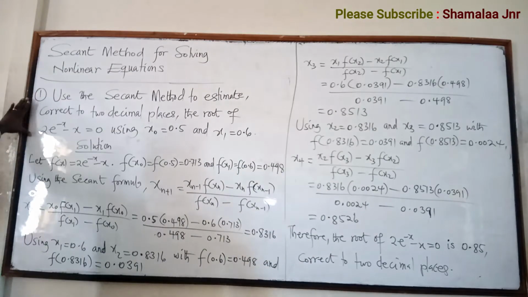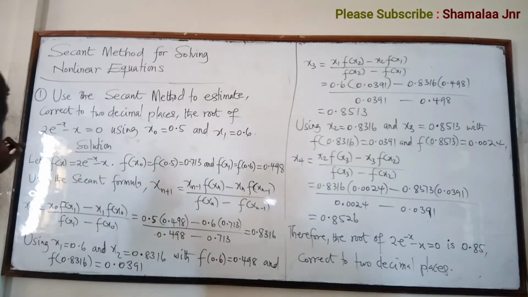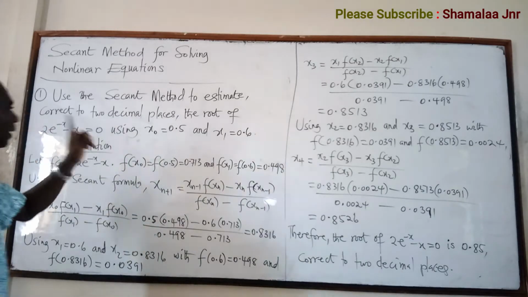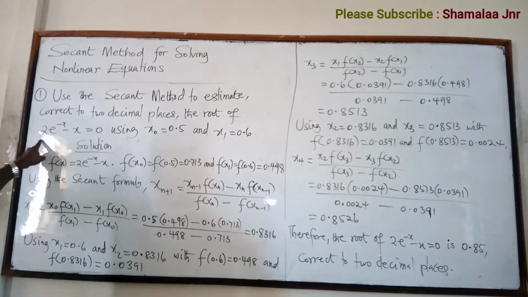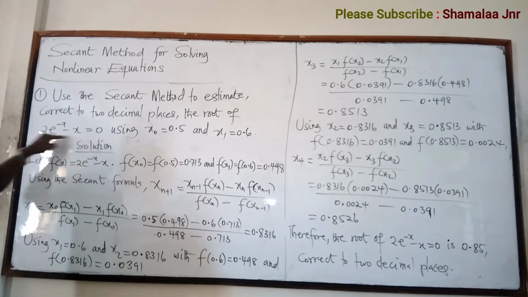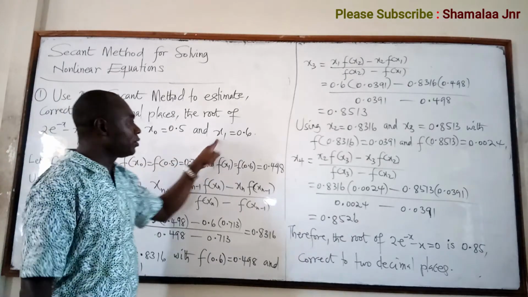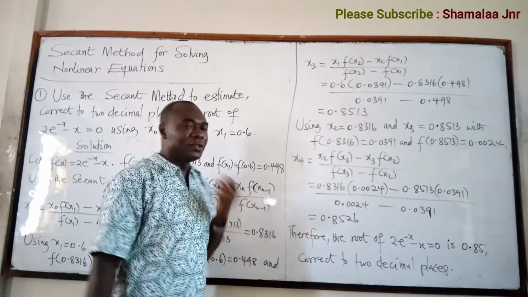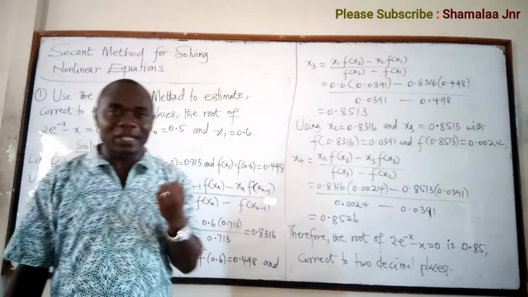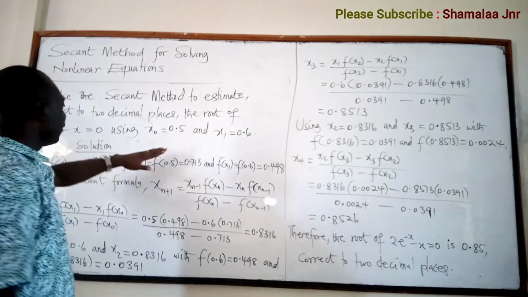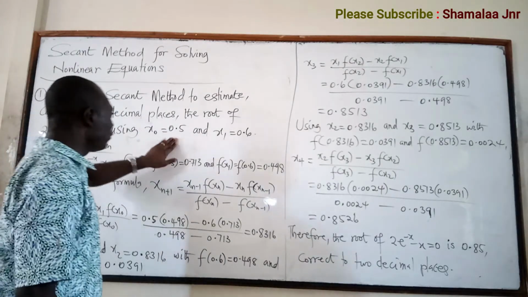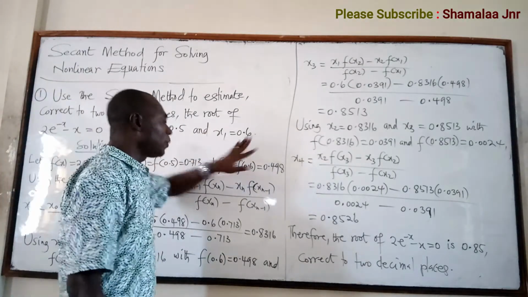Okay, here is a question. The question is, use the secant method to estimate, correct to 2 decimal places, the root of this nonlinear equation using x0 equal to 0.5 and then x1 equal to 0.6. Viewers, to use the secant method, you need 2 starting values. That is why I have been given x0 to be 0.5 and then x1 to be 0.6.